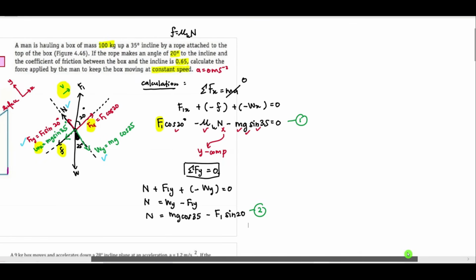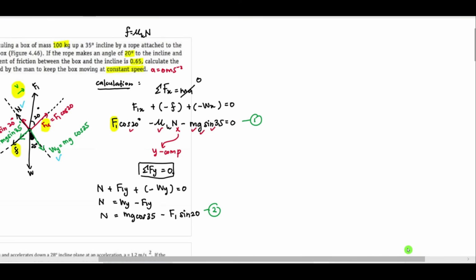Okay, kita tulis dekat sini lah. So now let's substitute equation number 2 into equation number 1. Okay, so kita boleh masukkan lah. So equation number 1, F1 cos 20, kita tulis balik F1 cos 20. Cos 20 tu tekan saja kalkulator terus, so you akan dapat lah nilai dia.